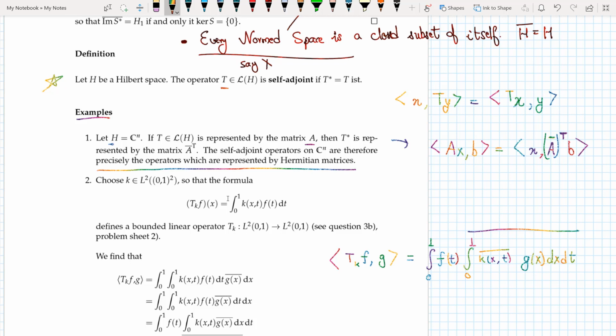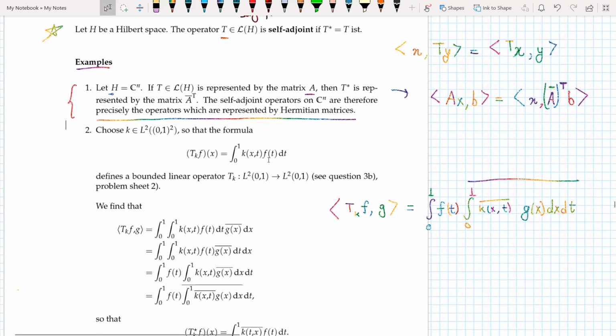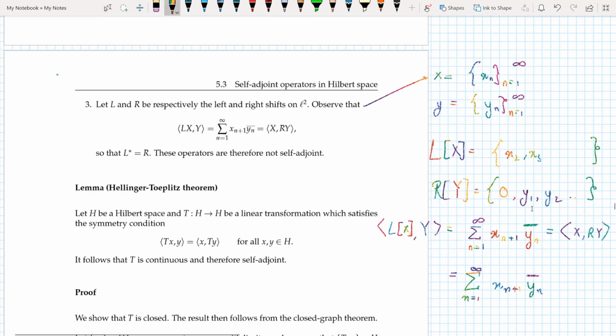So if I have in my space H, the inner product of Ax and p, then it is equal to the inner product of x and A complex conjugate transpose p. So that's the usual definition of self-adjoint operators on Cn. So the next thing that we're going to do is this example.